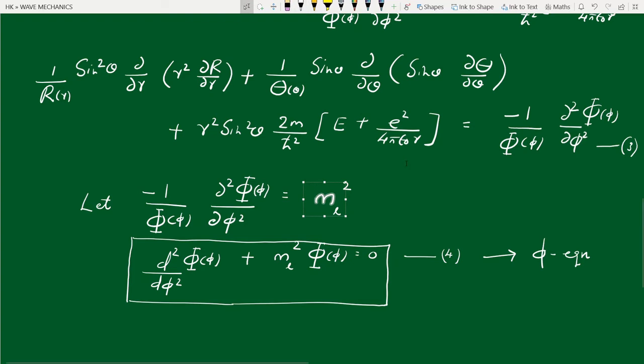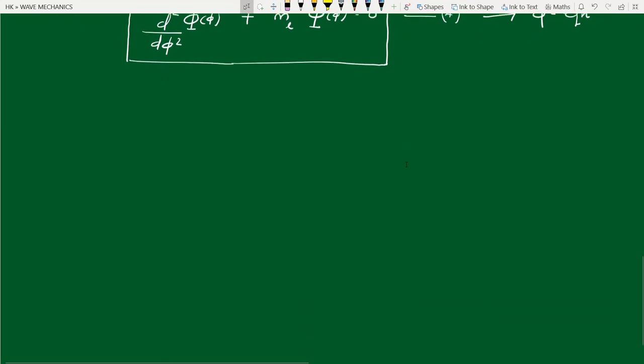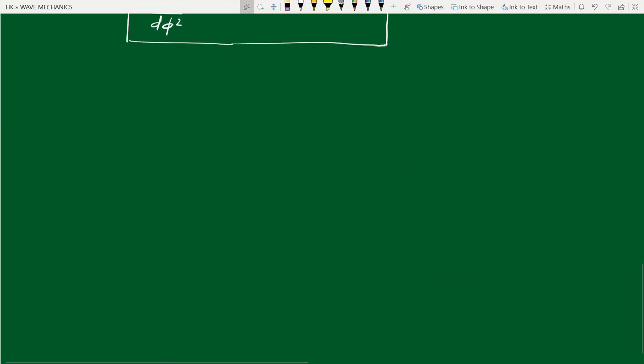Okay, so I will write here, what is that, 1 by r sine square theta.